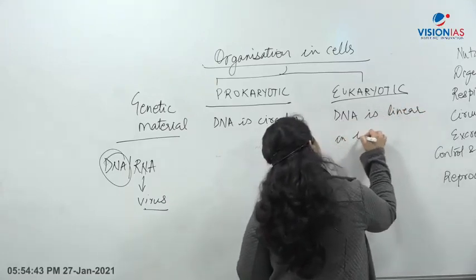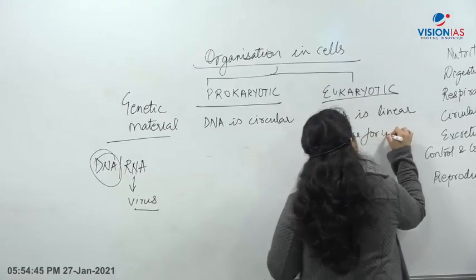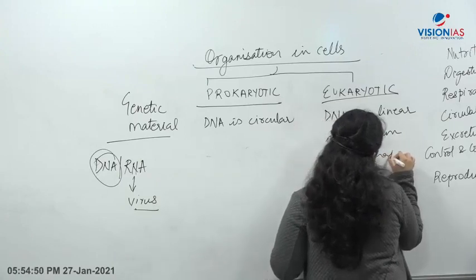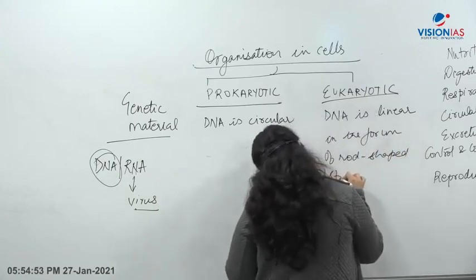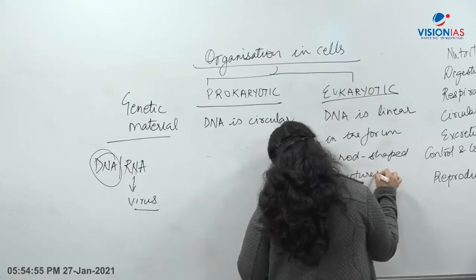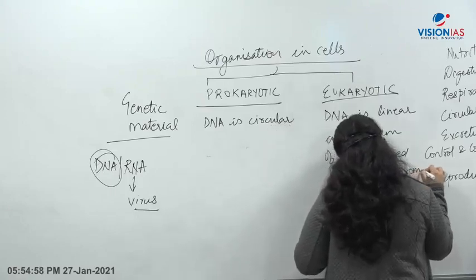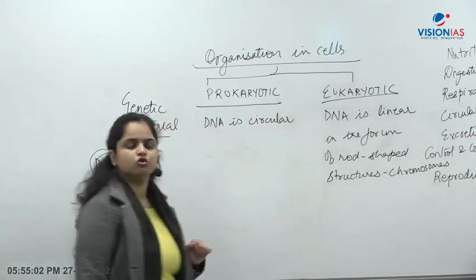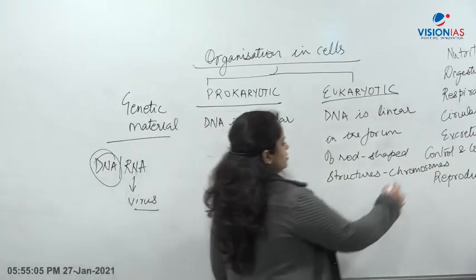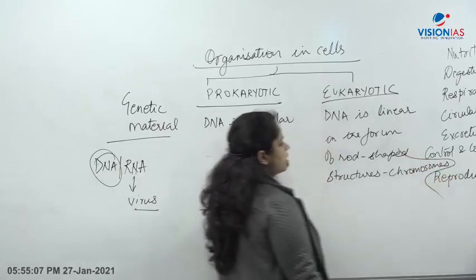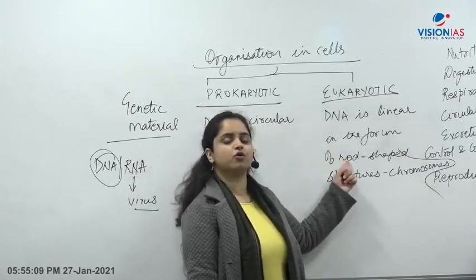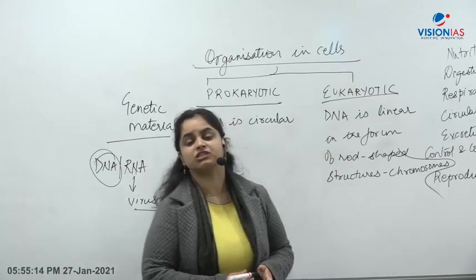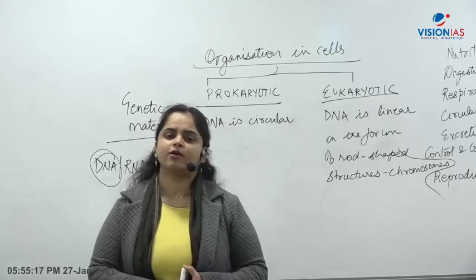in the form of rod-shaped structures, chromosomes. So chromosomes are special structures. Okay, chromosomes are special structures which are rod-shaped. They are made up of DNA. Okay, and they compose the genetic material of eukaryotic organisms.